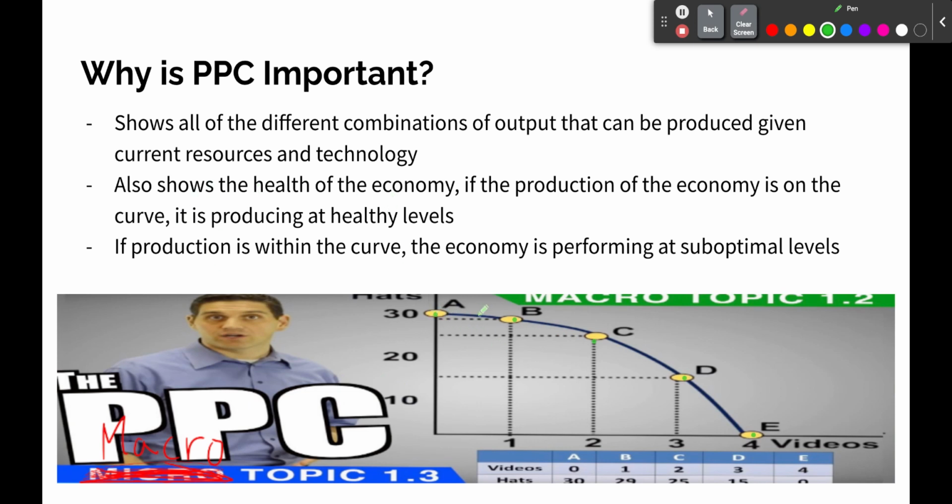So you could see that if the economy is currently producing at a point that is on the curve, the economy is a healthy economy because it's producing using all its given resources and it's producing at optimal capacity. However, if the point is within the curve, let's say right here, you're not producing at your optimal capacity. You're actually producing less than what you can possibly produce. So therefore, your economy would be in a recession and is producing at suboptimal levels, which is obviously not good.